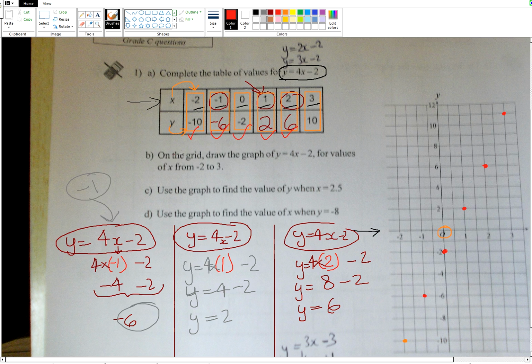Oh, the wrong one. Okay, I've been told that's in the wrong place. So 3, let's try again. 3 and 10 is there. That's better. Thank you, Fatima, for that.